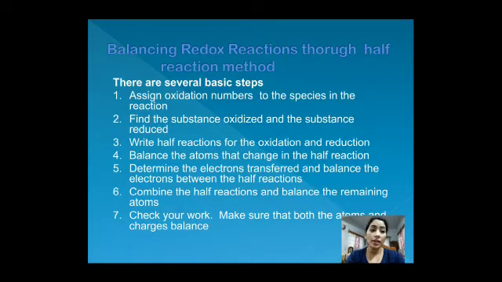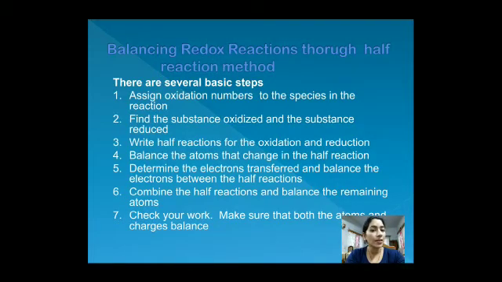Now this is a very important part. How can we balance a redox reaction? There are several steps which we should follow one by one, and slowly we will be able to balance the reaction. Number 1, assign oxidation numbers to the species in the reaction, which means first we should know which elements we have to find the oxidation state of.